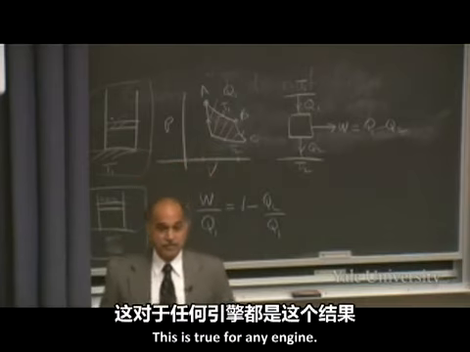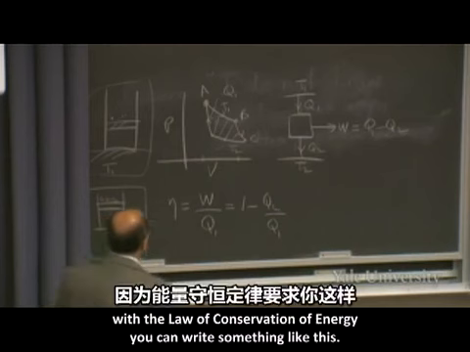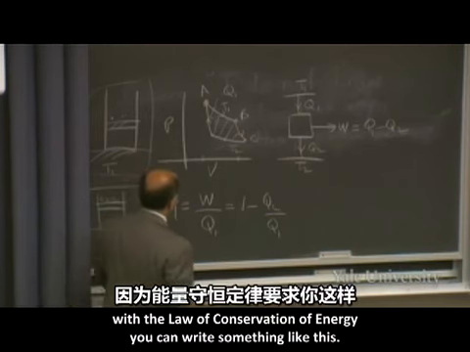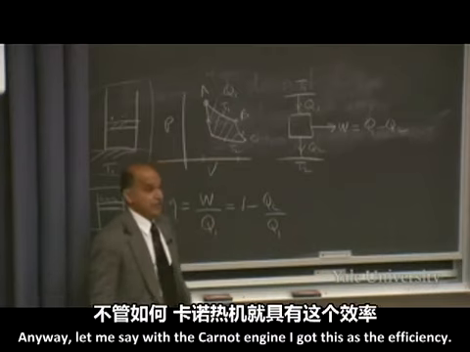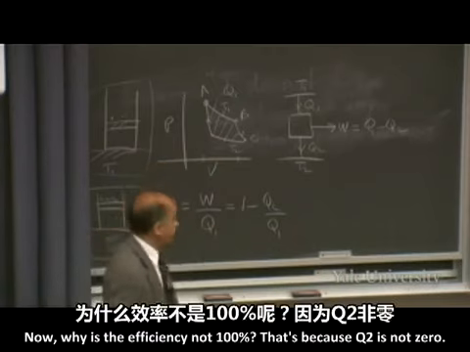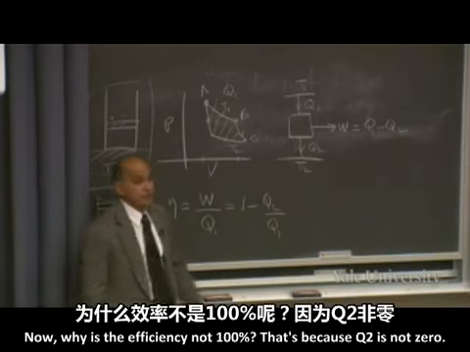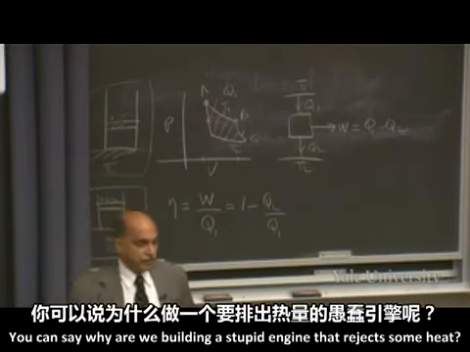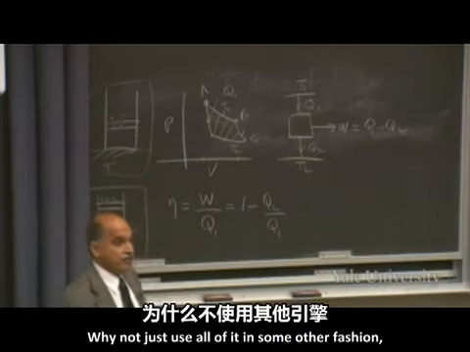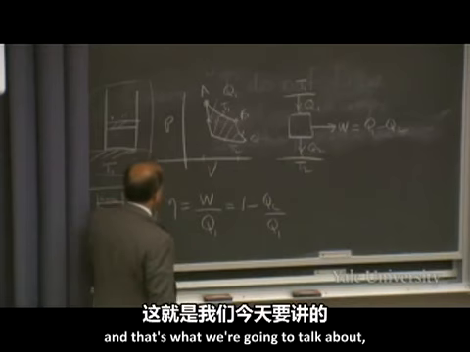Now, writing W as Q1 minus Q2, you can write this as 1 minus Q2 over Q1. This is true for any engine. Any engine, even if it's not a Carnot engine, by the law of conservation of energy, you can write something like this. Anyway, let me say for the Carnot engine, I got this as the efficiency. Now, why is the efficiency not 100%? That's because Q2 is not 0. You can say, why are we building a stupid engine that rejects some heat? Why not just use all of it in some other fashion? And that's what we're going to talk about.